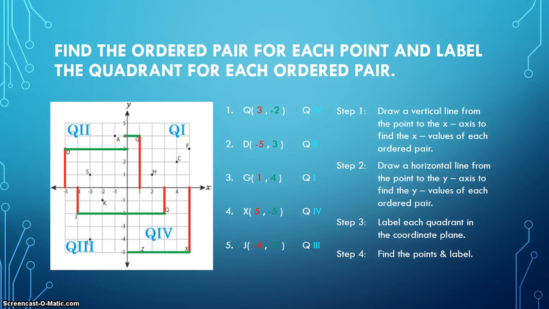G is located at point 1, 4, in quadrant 1. X is located at 5, -5 in quadrant 4. And J is located at -4, 2 in quadrant 3.